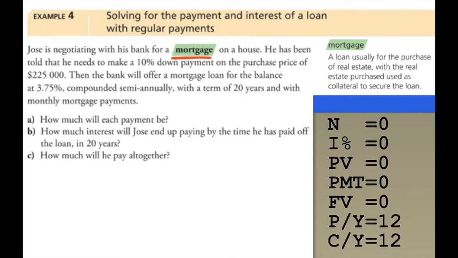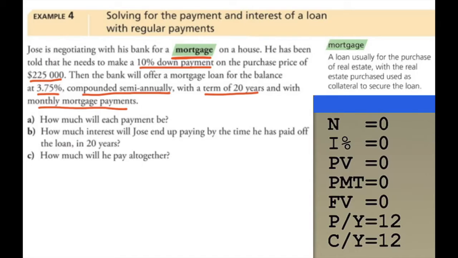So Jose has been told by his bank he needs a 10% down payment on the purchase price of this house at $225,000. They give him a mortgage for the balance at 3.75% compounded semi-annually, term of 20 years, and monthly payments. Now, some mortgages are paid bi-weekly or every 2 weeks. The advantage to that is if your paycheck comes every 2 weeks, you can schedule it so your mortgage payment comes the next day. If you get paid monthly, you can make monthly payments, etc. So question A, how much will each payment be?